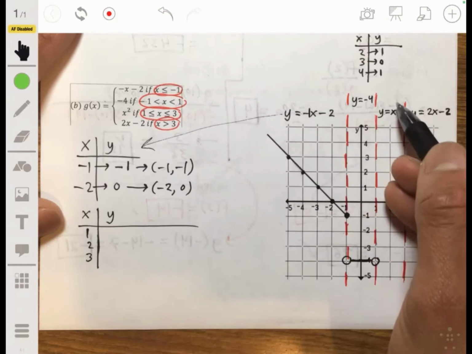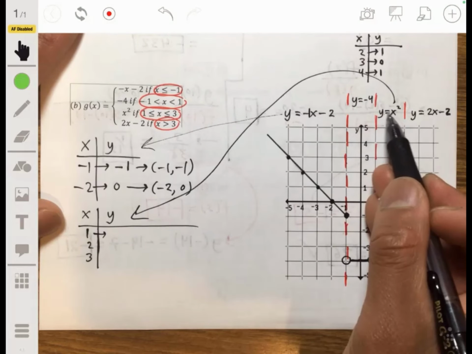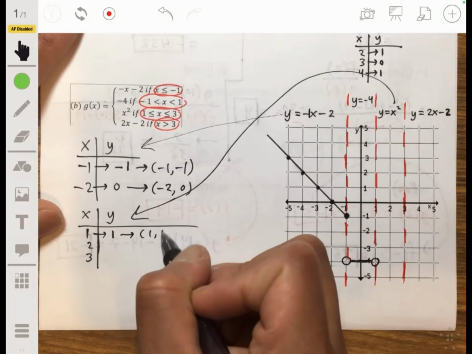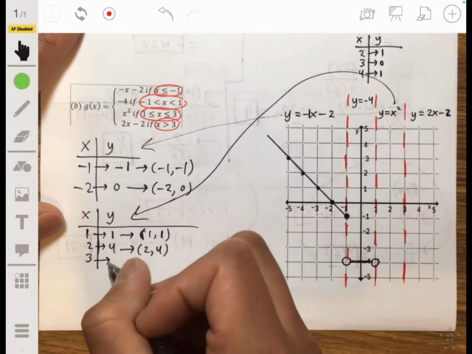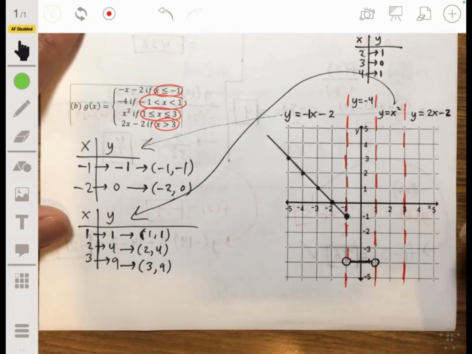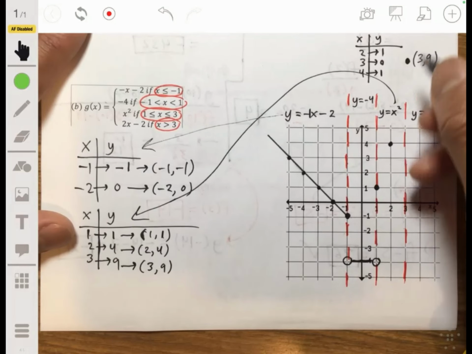But anyways, plugging these into here. This is pretty simple because it's just 1 squared, so 1. So we'll get a point at (1, 1). Plugging in 2, 2 squared is 4. So we have another point at (2, 4). Plugging in 3, 3 squared is 9. So we have another point at (3, 9). And so then we just graph those. At (1, 1), (2, 4), and (3, 9) is going to be way up here. So maybe something like this. And we're going to have a parabola.